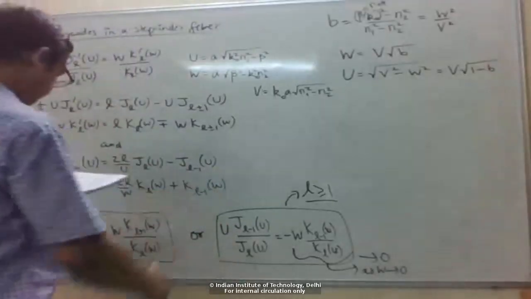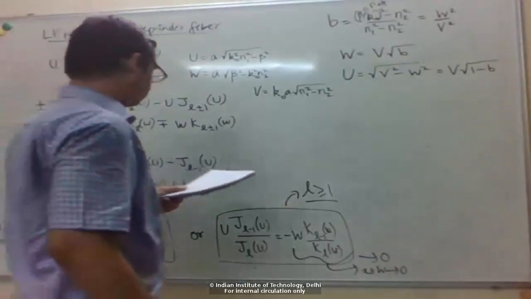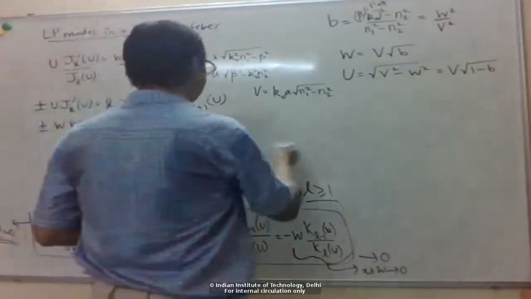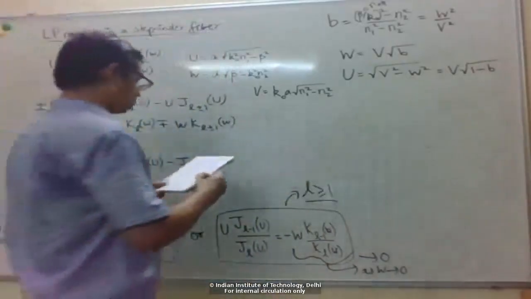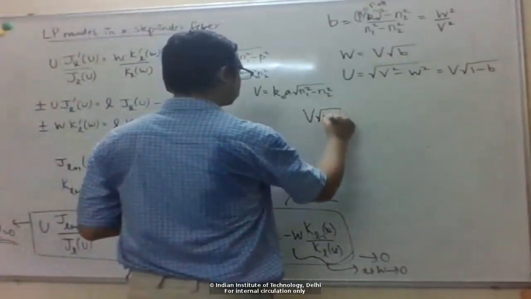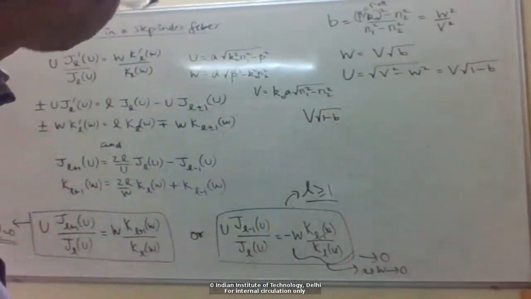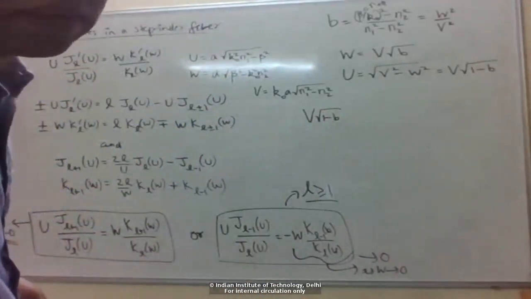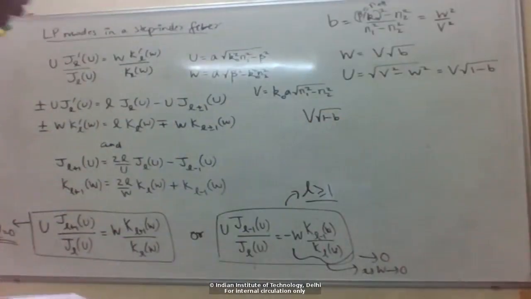Right. So in terms of the normalized parameters, we get the same equation. We just replace U and W. Sir, in the expression, beta by k naught is equal to what? N effective, right? Okay. Effective index, which we've defined before.